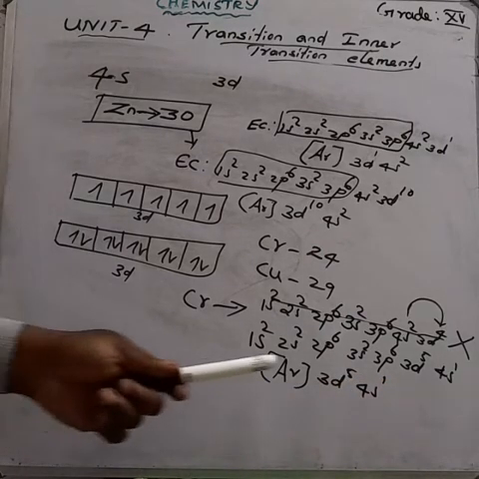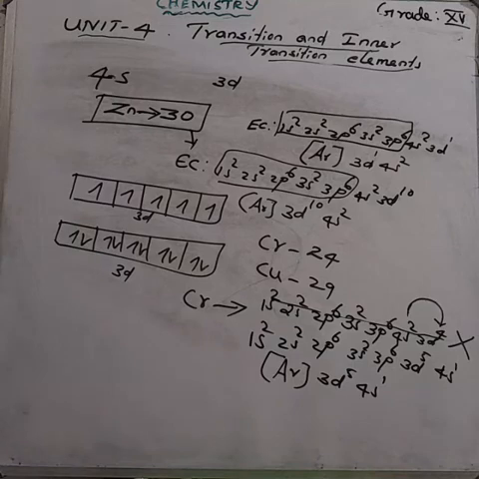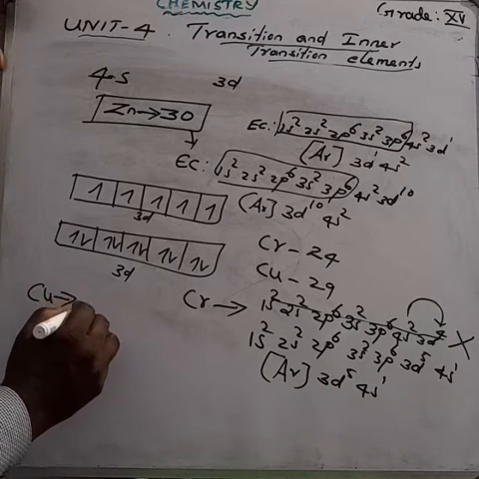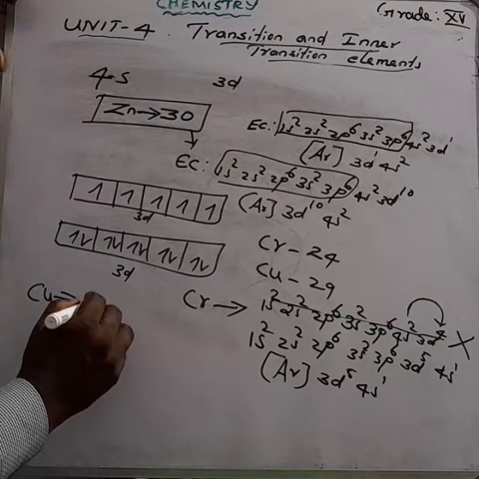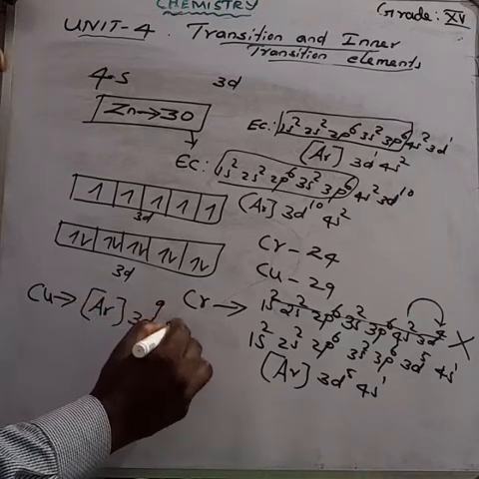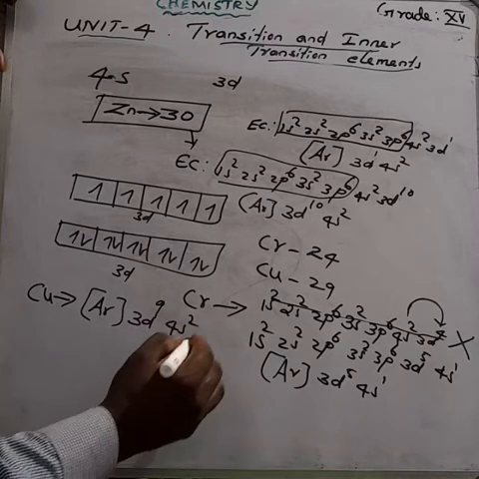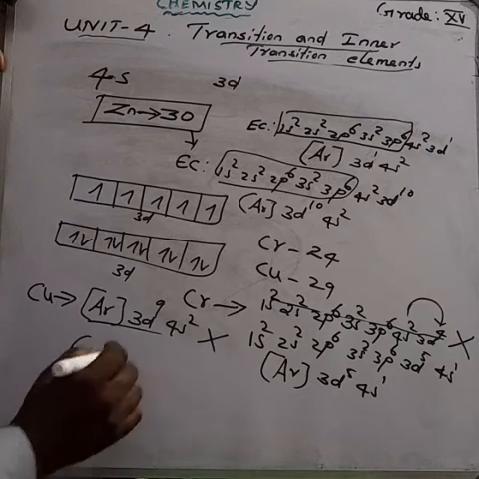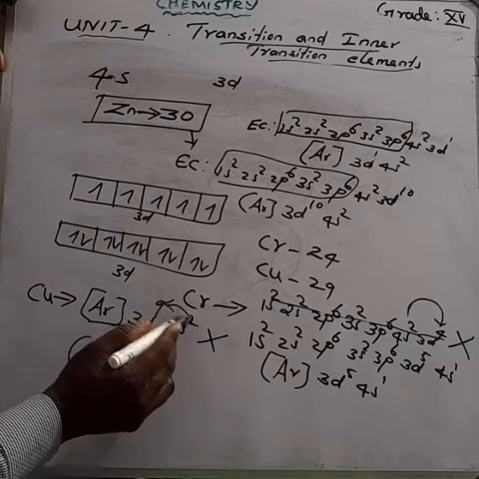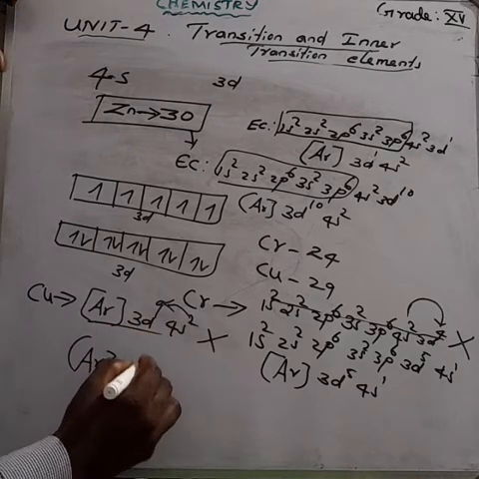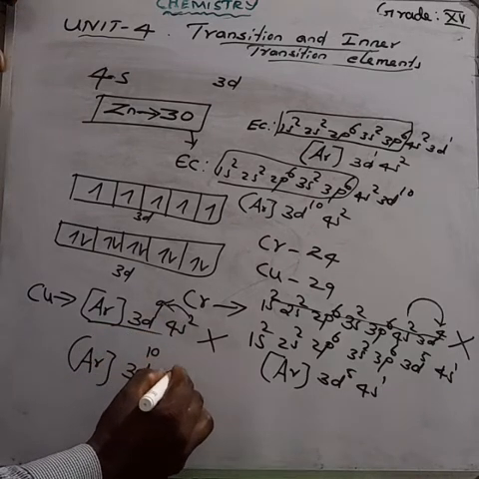What about copper? If you write copper as per the normal order, we get argon 3d9, 4s2. Am I right? But that is not correct. Here also we have a chance to fully fill the 3d subshell. So we have to arrange it as argon 3d10, 4s1.